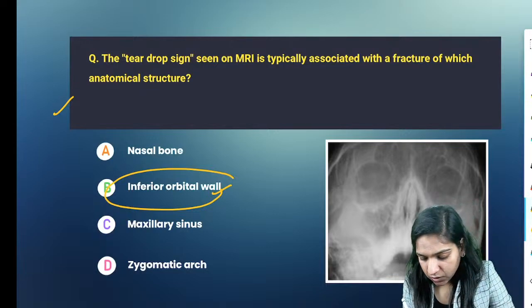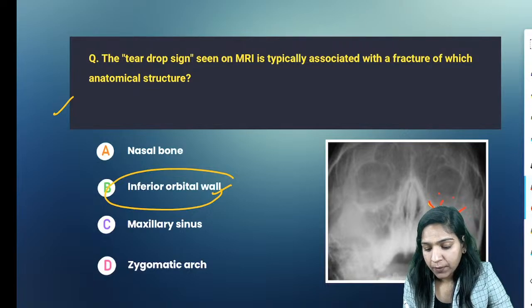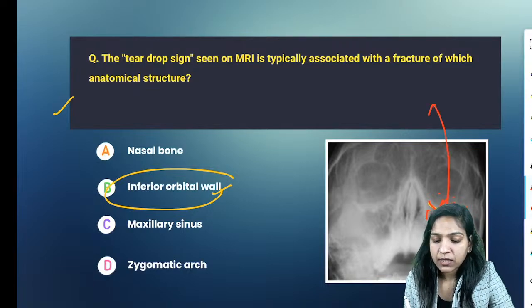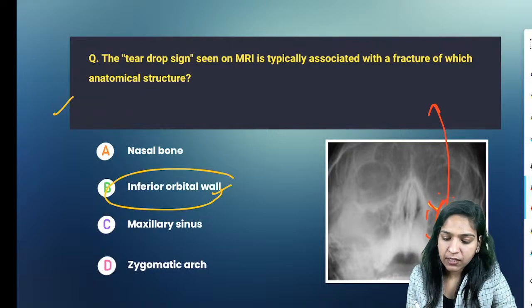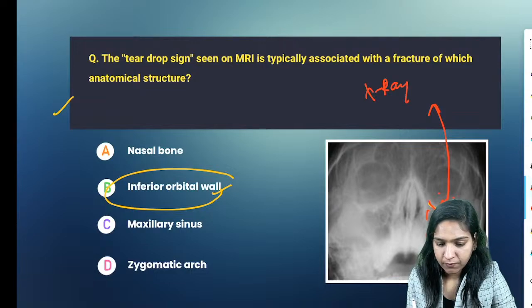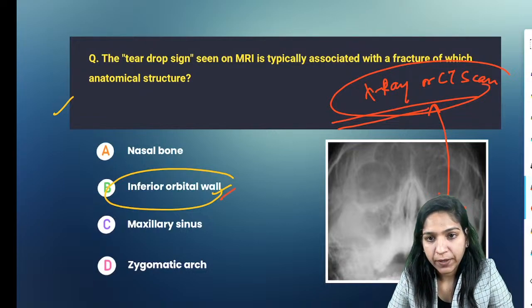So if there is a fracture of the inferior orbital wall, for example here, there is a fracture of the inferior orbital wall. So the contents of the orbit will come down into the maxillary sinus, which will appear to us as a teardrop sign on X-ray, right? So X-ray or CT scan. So the correct answer is inferior orbital wall.